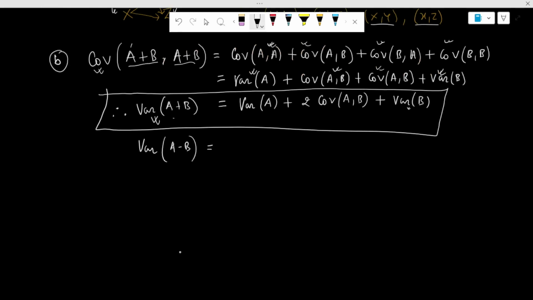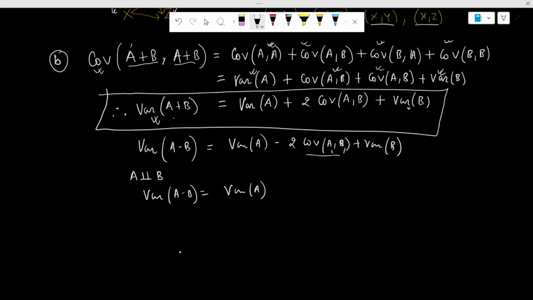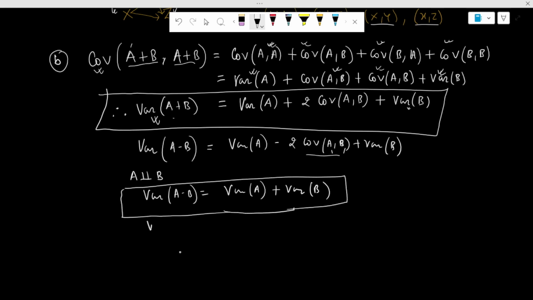Then it is very straightforward. If a and b are independent, then the covariance of the independent variables is 0. If this is 0, then we are simply left with variance of a plus variance of b. So this is true for variance of a plus b as well.